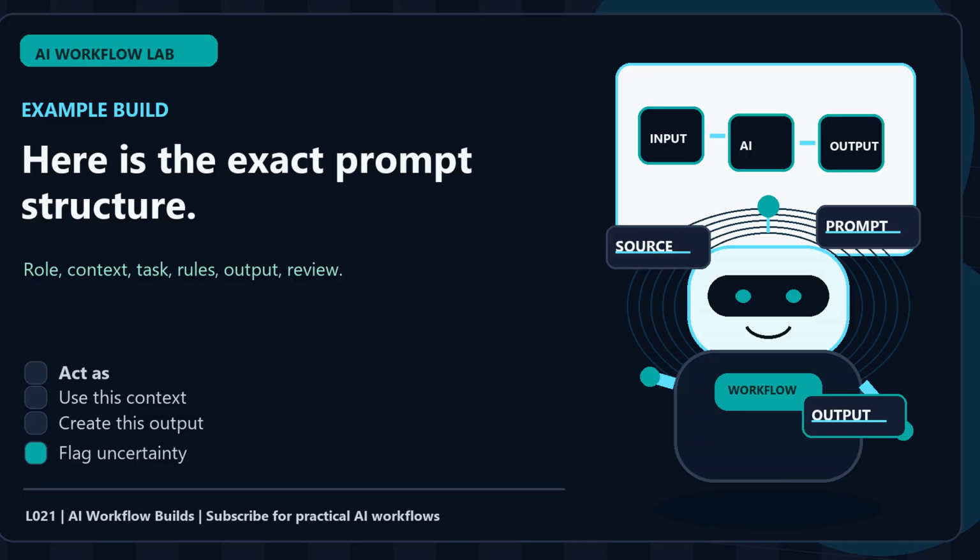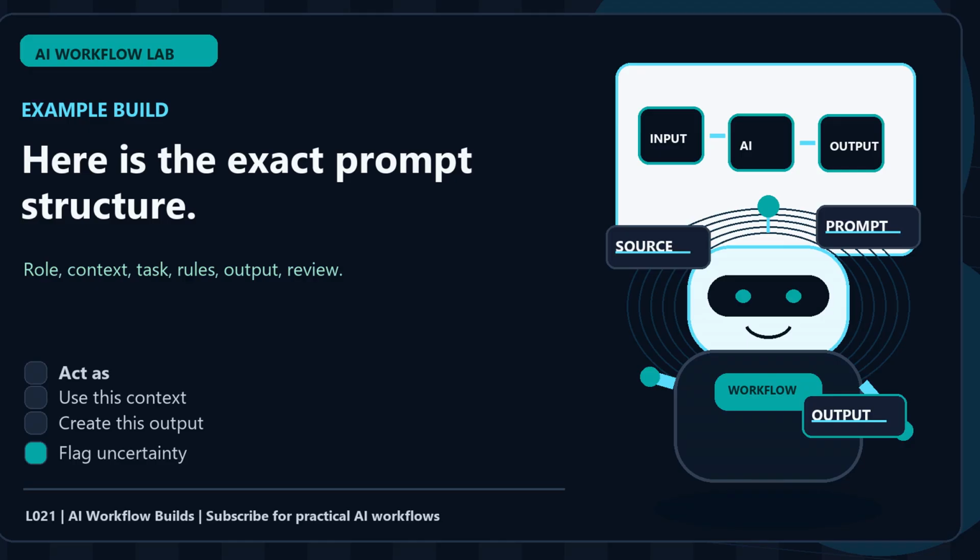Here is the prompt structure I would use. Act as a practical AI workflow operator. Your job is to help me with build an AI SOP builder for your business. Use the context below. Do not invent facts. If information is missing, mark it as missing. Give me a concise output I can act on today. Then add the task, turn messy process notes into a reusable standard operating procedure.